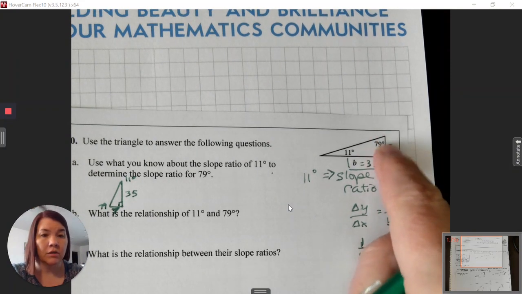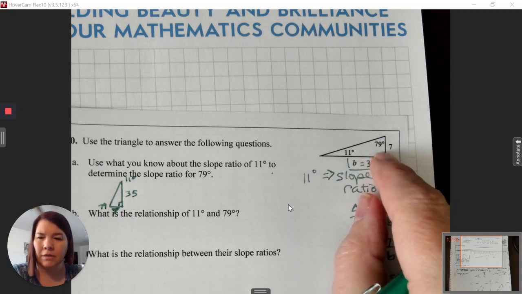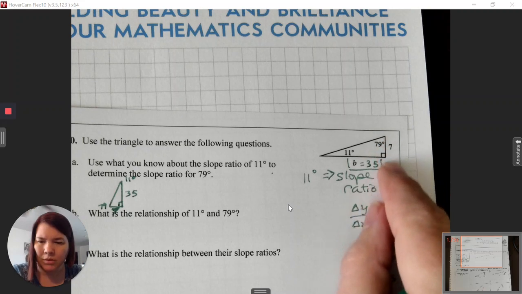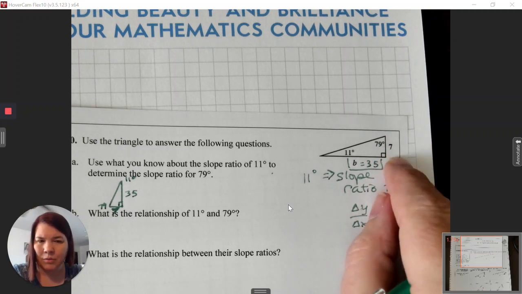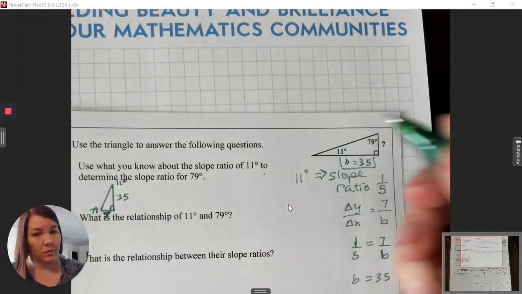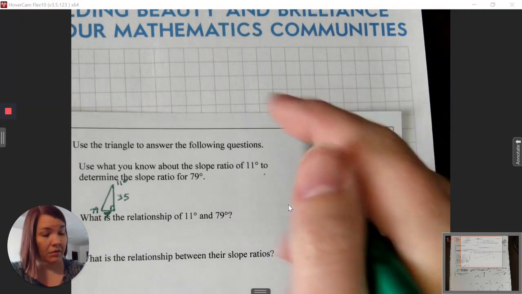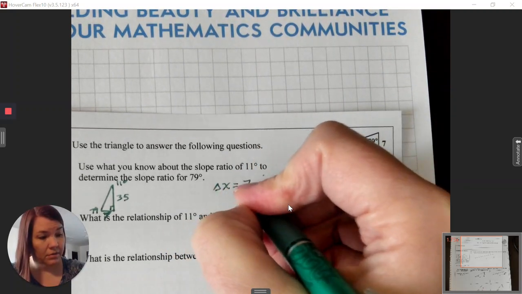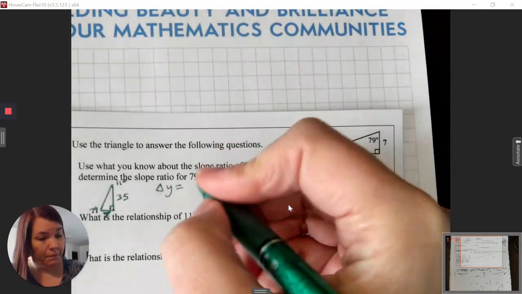The horizontal movement now, or maybe instead of horizontal, I should say adjacent to the angle. The one that's touching the angle I'm talking about, that line that's not slanted, that is what I'm talking about. That's delta x, which is weird. So now delta x is 7, and delta y is 35, or B.